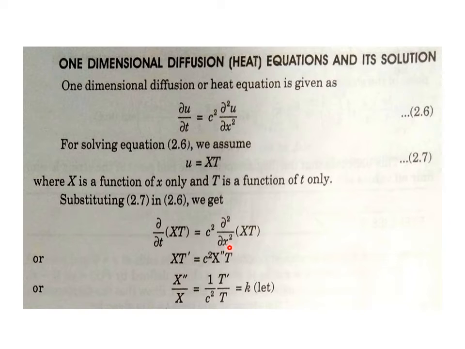square of capital X, meaning capital X double dash. By changing the positions of terms, we get capital X double dash upon X equals 1 upon c square into T dash upon T. As we know, both these sides must be equal to some common constant, say k, and then we will talk about the formation of two ordinary differential equations from this step in the next slide.